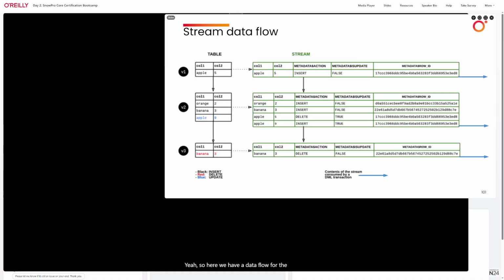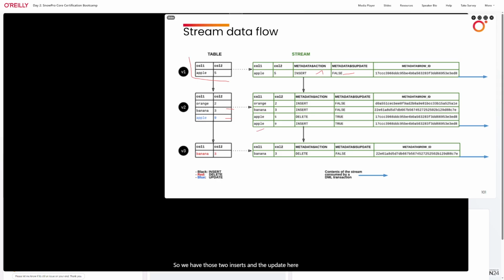Yeah, so here we have a data flow for the stream. As you can see, we have a version 1 here at the beginning with a single row and 2 columns. Action is saying that we just insert that record into the table, so it's not an update. Next version, we just added 2 more items and we update the original one. So here you can see how it looks in the stream.